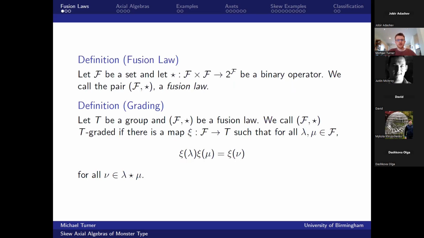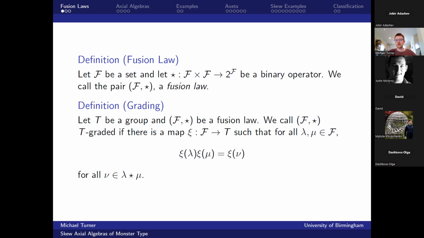Okay. So for an axial algebra, we need something called a fusion law. This is just a set and a binary operator where the operator doesn't go back into the set, it goes to an element in the power set. And we call this pair a fusion law. Throughout the talk, I'll probably refer to a fusion law just by the set, kind of like a group or a field. And with a fusion law, we can grade it by a group. So we have this group T and a fusion law F.